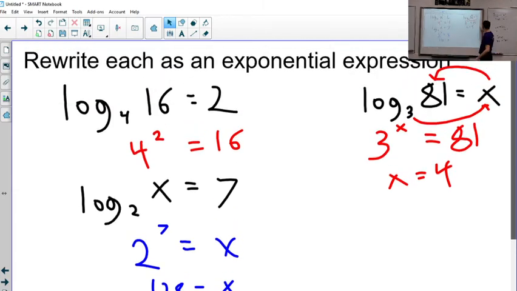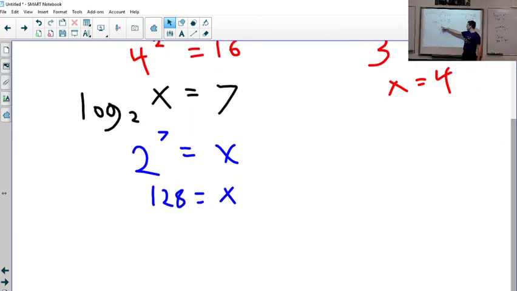Usually you'll have to do these last two examples where either I want to figure out what the log is, in which case I need to rewrite it with the exponential and figure out what exponent goes there, or down in this bottom one, I just need to figure out what that x was out in front so that I could rewrite it so that the exponent was up there and I could actually just figure out what 2 to the 7th is.